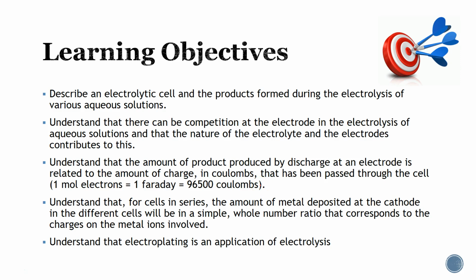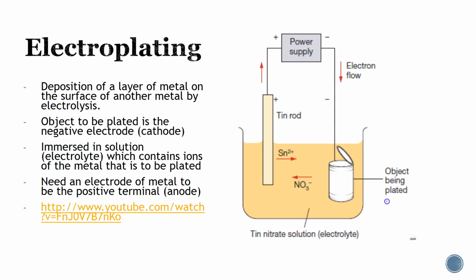We need to understand that for cells in series, the amount of metal deposited at the cathode in the different cells will be in a simple whole number ratio that corresponds to the charges on the metal ions involved. We'll get to that. And we need to understand that electroplating is an application of electrolysis. If you've ever worn silver-plated or gold-plated jewelry, or seen a chrome-plated bumper bar on a classic car, all that stuff is done through electroplating. So where we refer to plating, it's electroplating we're talking about.